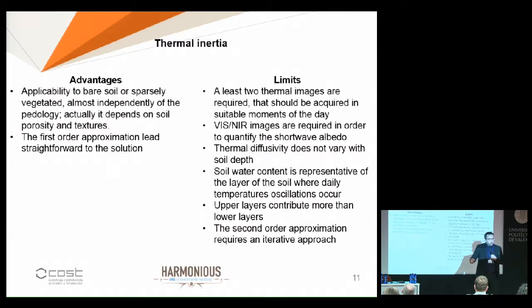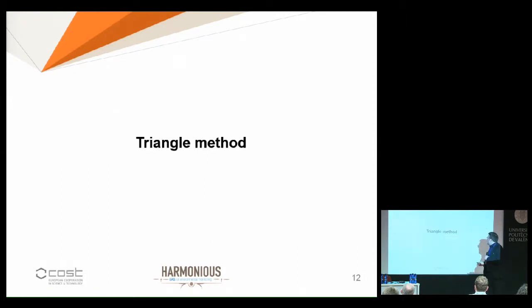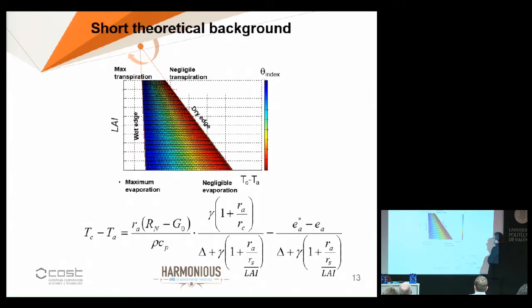Okay, so even if land surface temperature is a skin temperature, actually this value is influenced by thermal properties. And the thermal properties within thermal inertia are the thermal conductivity, the specific heat capacity and the density of the soil. And thus it depends on the part of the soil where you have the oscillation of temperature during the day. The second method is the triangle method.